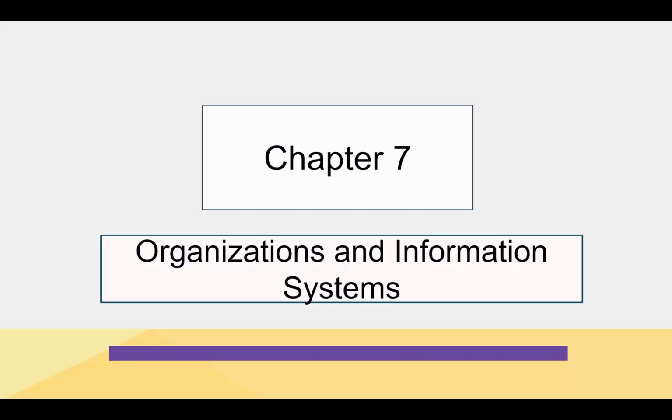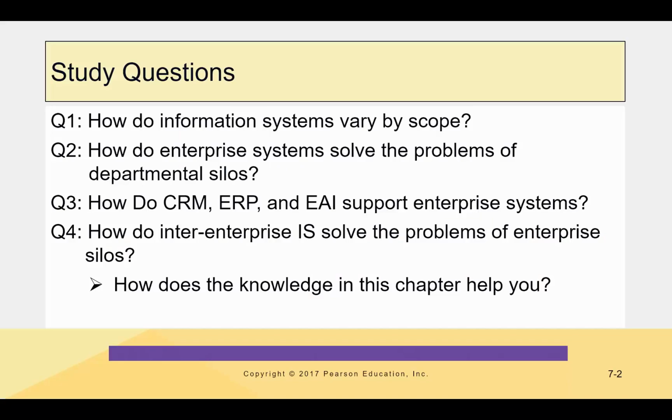Okay, welcome to Chapter 7, Organizations and Information Systems. We've had a chapter similar to this prior, but we'll see if we can get a little deeper into CRM, ERP, and EAI. You'll see what they stand for just in a minute. We'll see how the information systems vary by the scope of operations. We'll see how enterprise systems solve the problems of departmental silos.